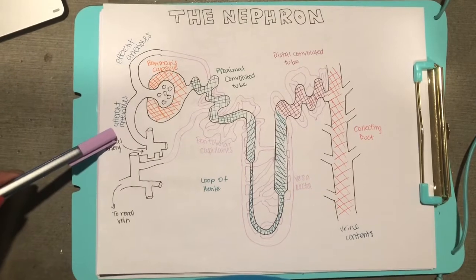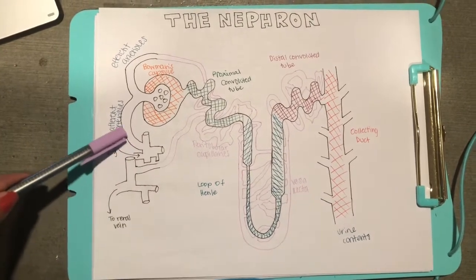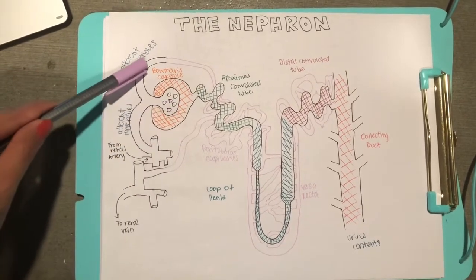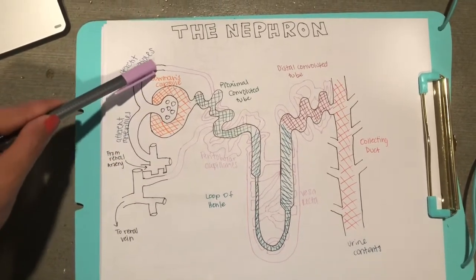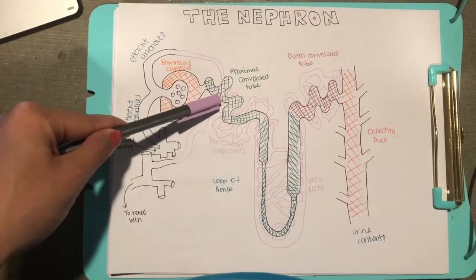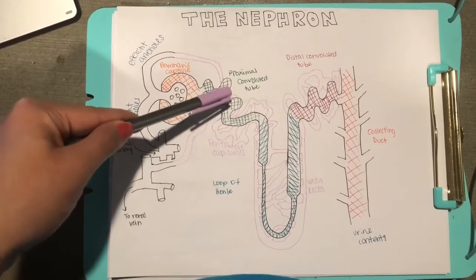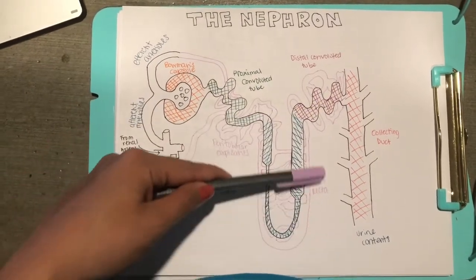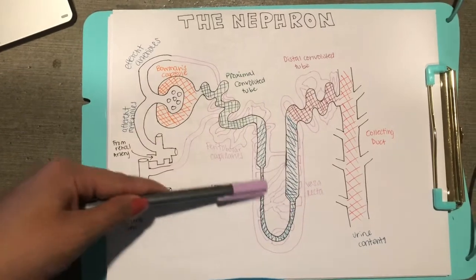First, we have the afferent arterioles, which is where the blood comes in to deposit into the Bowman's capsule. Then we have the efferent arterioles. This is where the blood exits the Bowman's capsule. Then we have the peritubular capillaries, which surround cortical parts of the proximal and the distal convoluted tubes, while the vasa recta goes into the medulla to approach the loop of Henle.